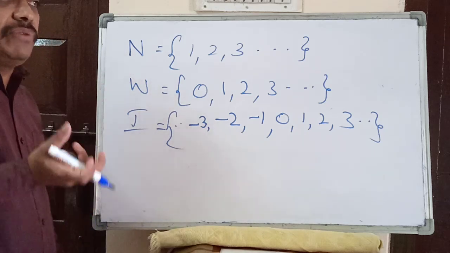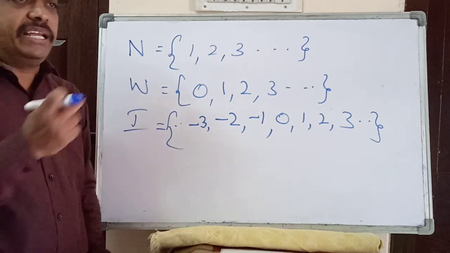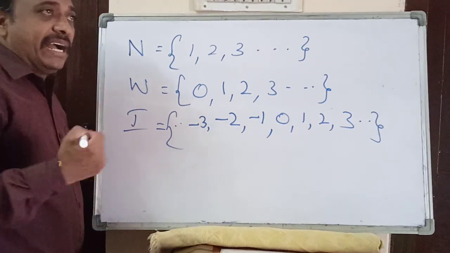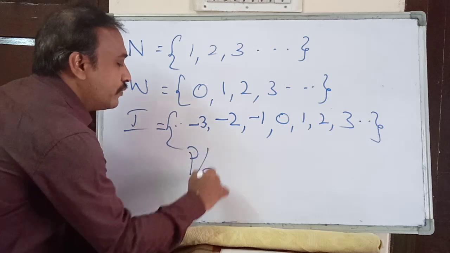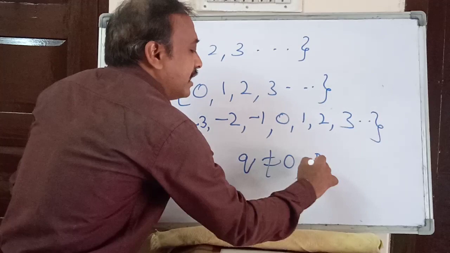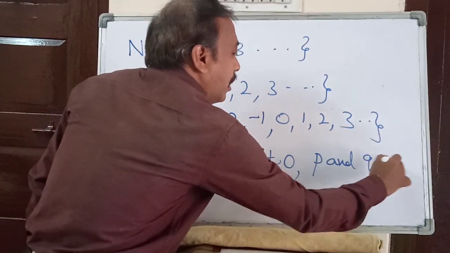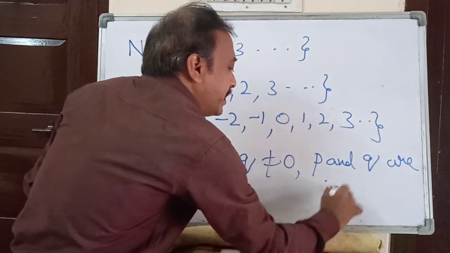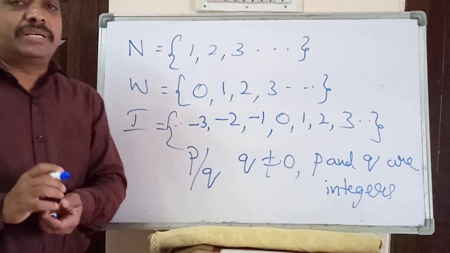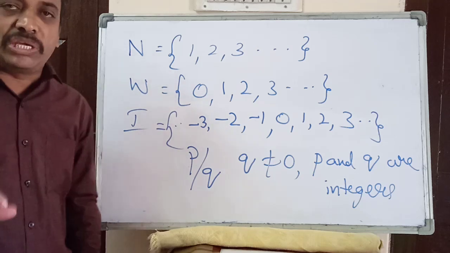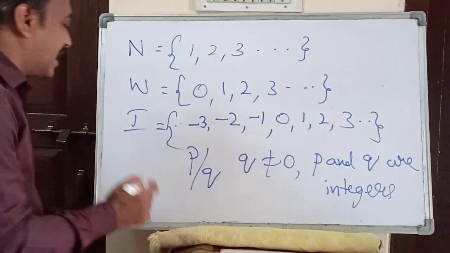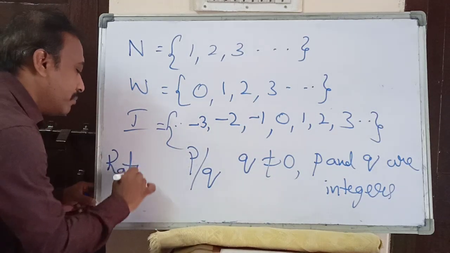Sometimes we write a comparison in a fraction or in a ratio form. When we write in the fraction form, it is P by Q form, where Q is not equal to 0 and P and Q are integers. The numbers which can be expressed in the form P by Q, where Q is not equal to 0 and P and Q are integers, are called rational numbers.